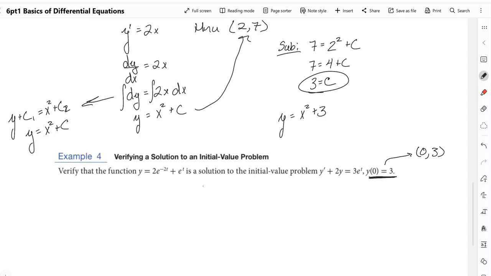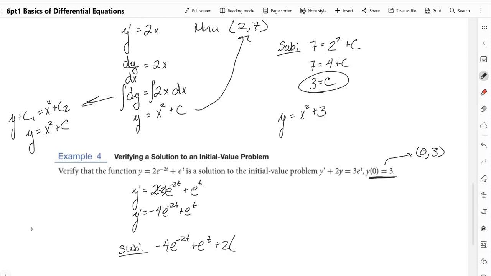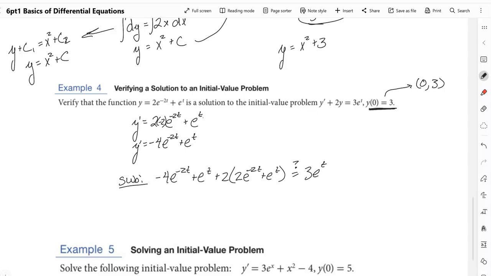So let's find that y prime. To take the derivative of 2e to the u, it's 2e to the u times du. And the derivative of e to the t is just e to the t. So my derivative of y is negative 4e to the negative 2t plus e to the t. And we're going to substitute everything in. So I have y prime plus 2 times y. My y is 2e to the negative 2t plus e to the t. I want to know, is that equal to 3e to the t? So I'm putting in, again, a question mark over that equals.